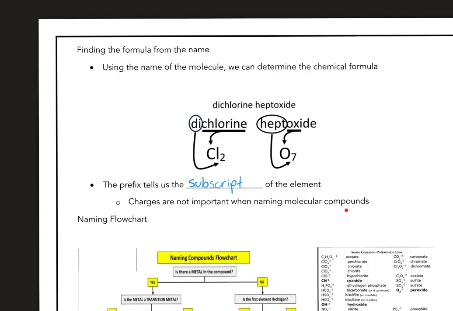Charges are not important for molecular compounds, okay? If you are worried about charges and you're naming a molecular compound, which means 2 nonmetals, you are not going to find an answer, okay? So charges are not important when naming molecular compounds. They are only important for ionic compounds.